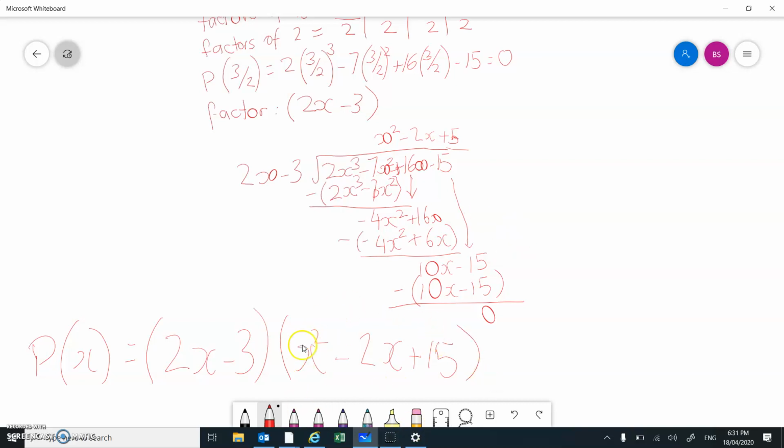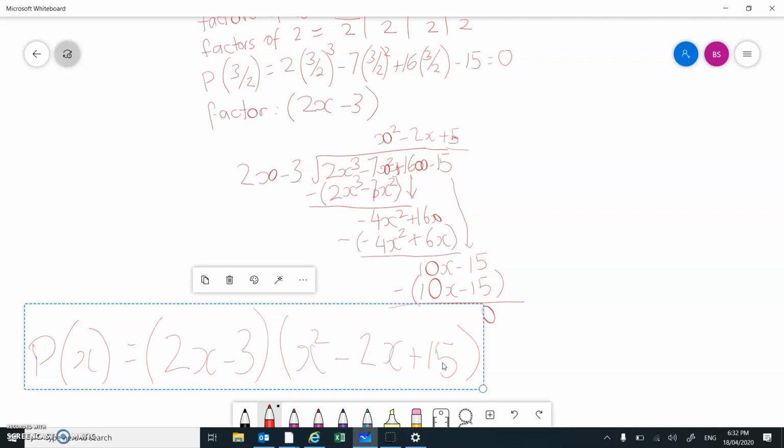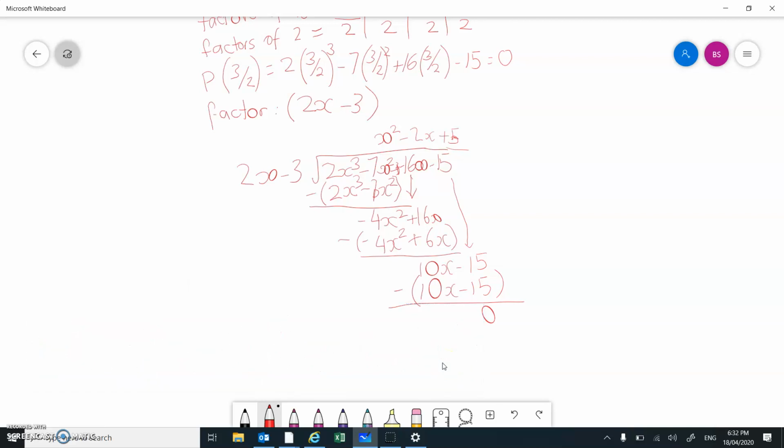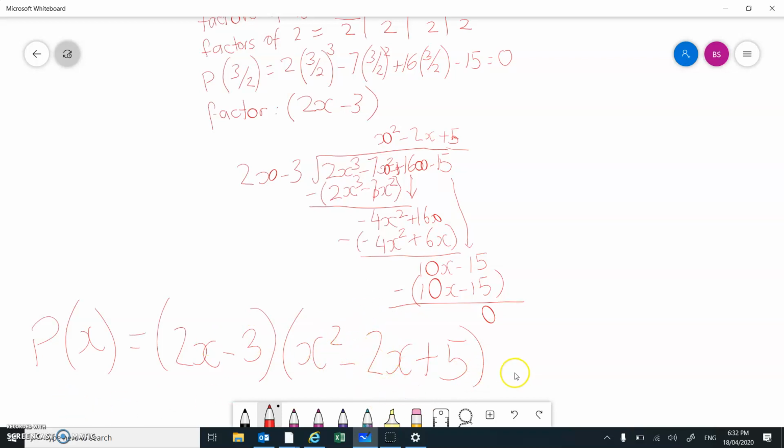Can we further factorize this? I don't think we can. If you can, you simplify it further. Actually, no, that's not 15. I wrote that wrong. Let's delete that, sorry. You would be able to factorize that further. It's actually P of x equals 2x minus 3 times x squared minus 2x plus 5. That's a bit better. That's our answer. And this you cannot factorize further. If you could, you would then factorize that further into linear factors, but that's perfectly fine as the answer.